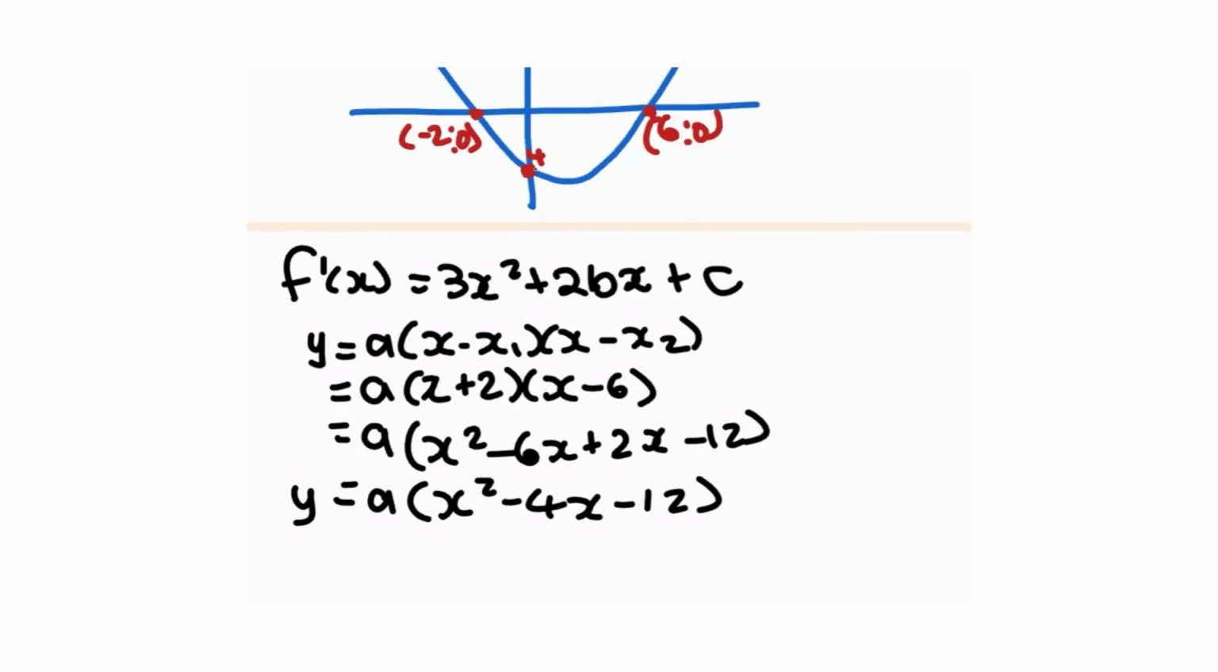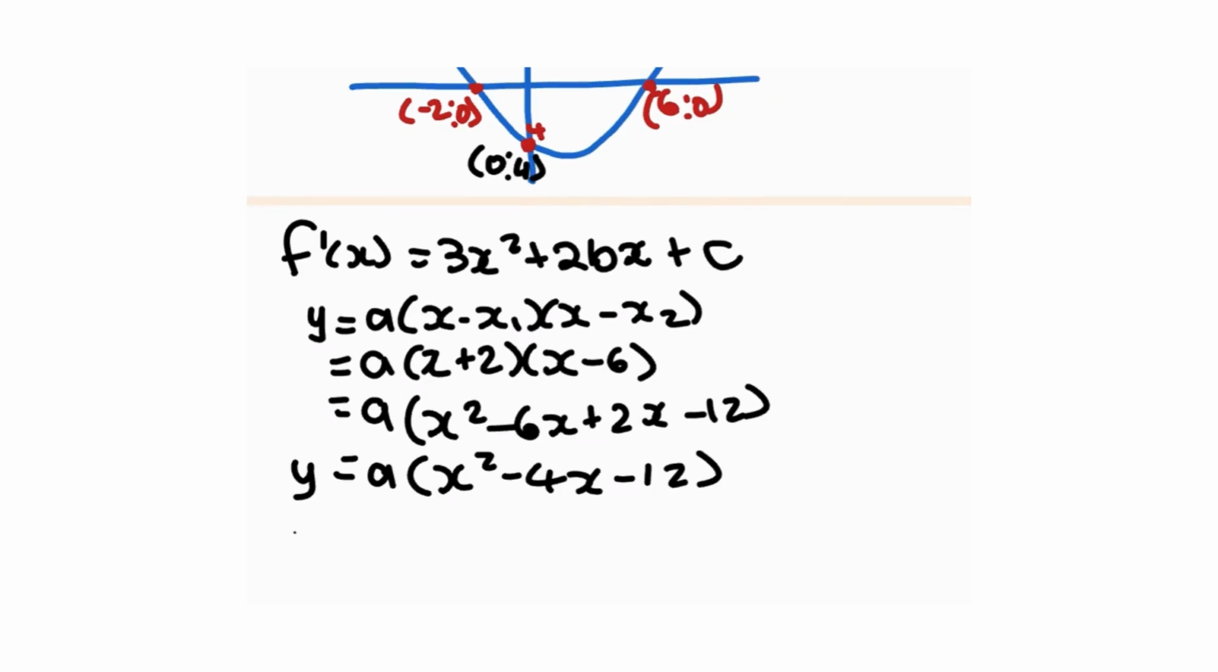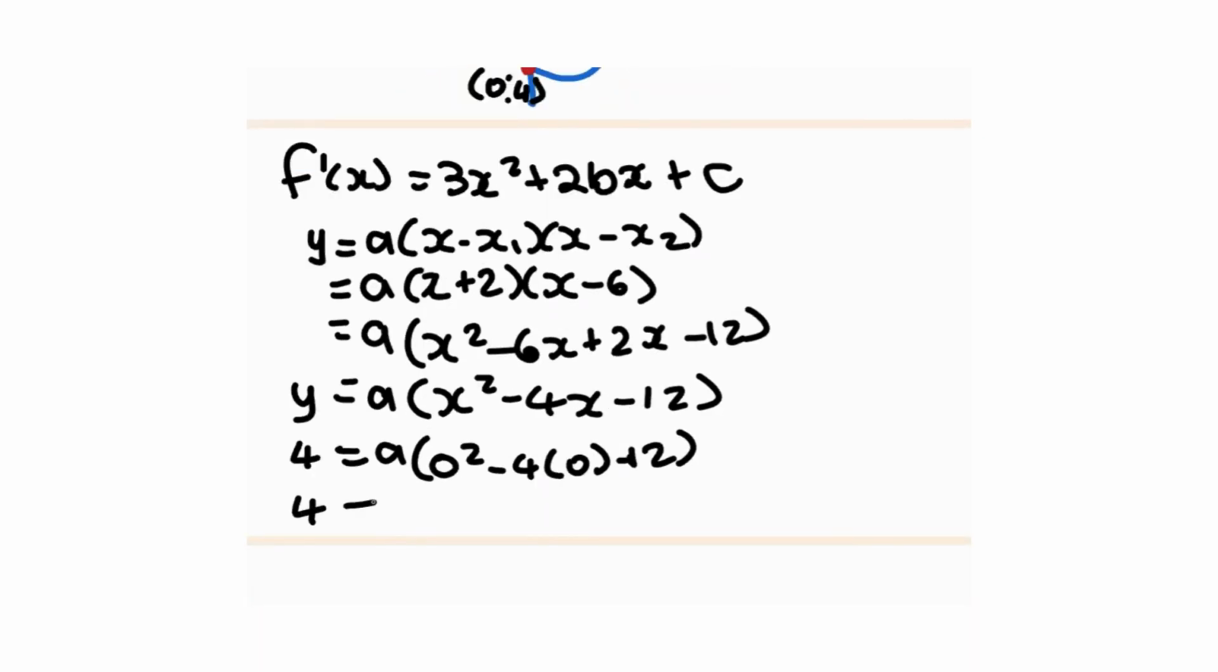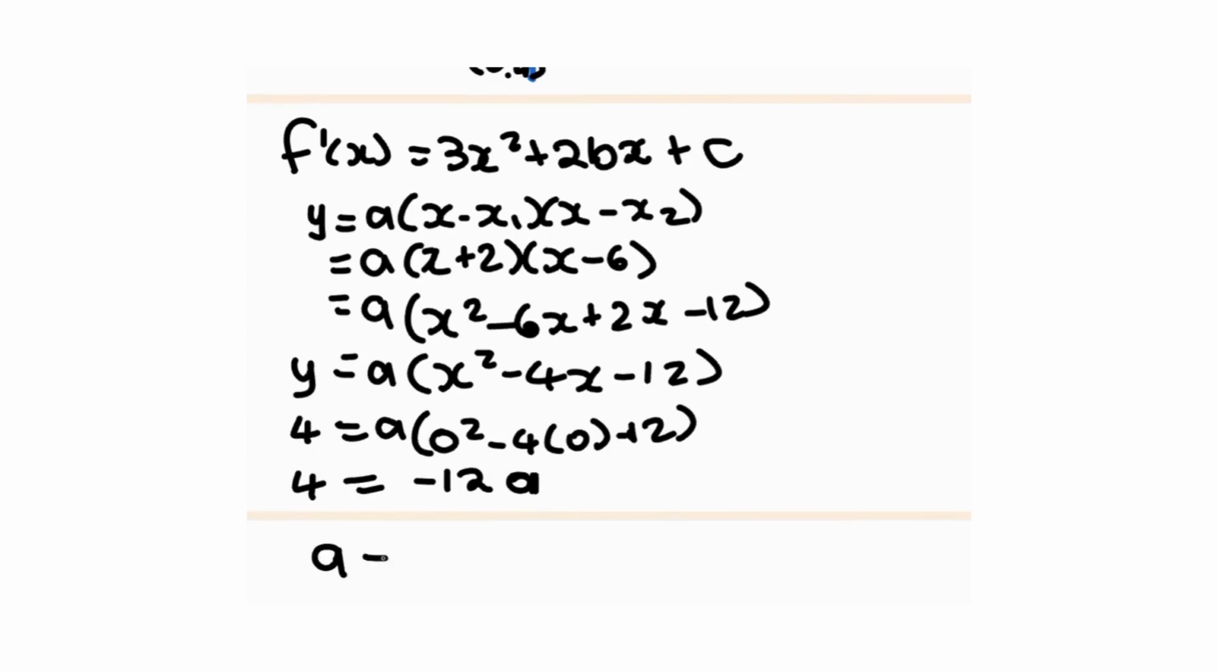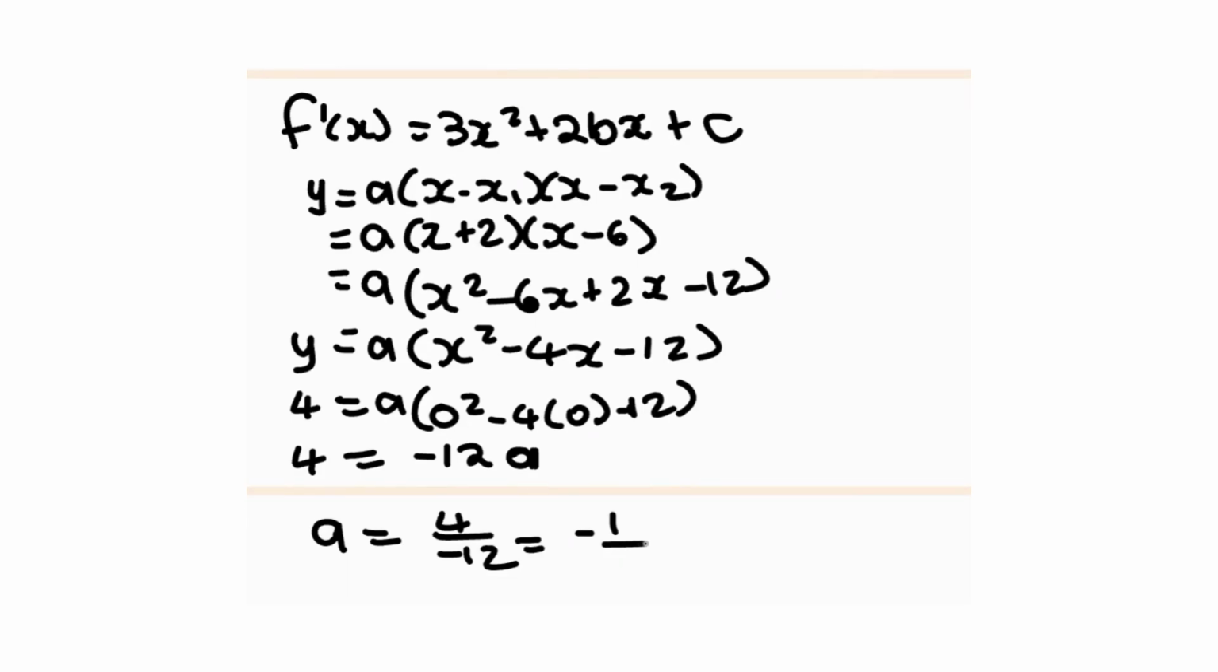And then we do have a third point there, that is 0 and 4. This is the y-intercept of the parabola, so we can substitute it. So we have 4 equals a(0 squared minus 4(0) minus 12), and that is 4 equals negative 12a. So when we divide both sides, a is going to be 4 over negative 12. What is 4 over negative 12 again? 1/3. Yeah, it's negative 1 over 3.